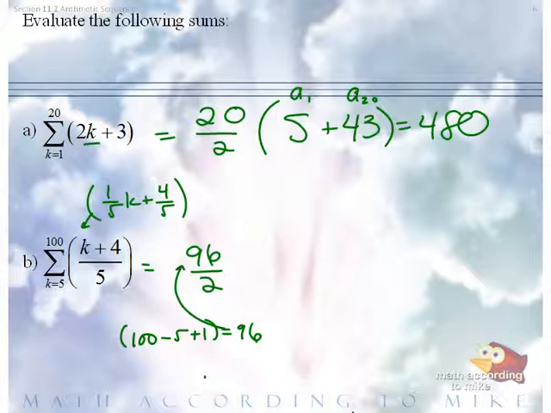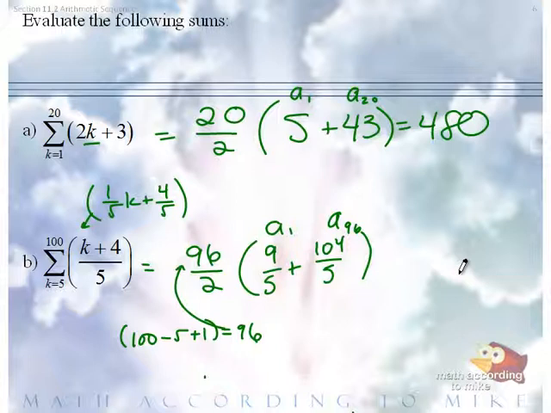The first term of the sequence starts when k equals what? 5. So if you put 5 into that general term, let's use the one that we were given, k plus 4 over 5, what would you get? Plus a sub 96 is the 96th term of the sequence, which means k equals 100, of course. Plug in 100 for k, what do we get? Good.